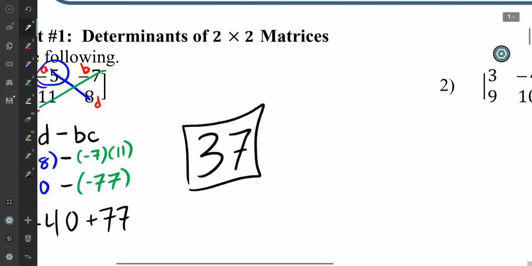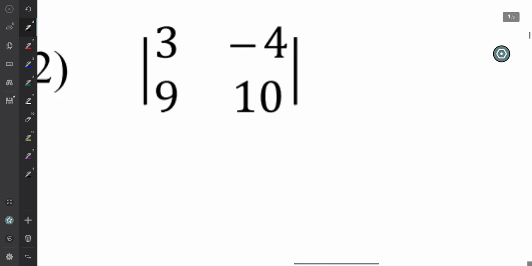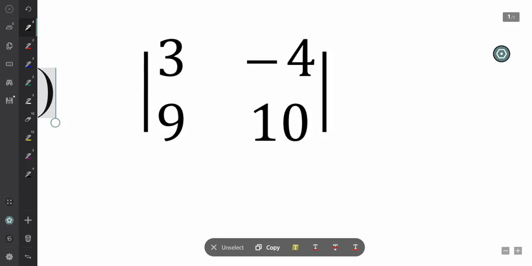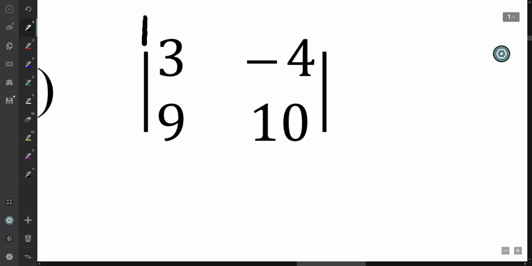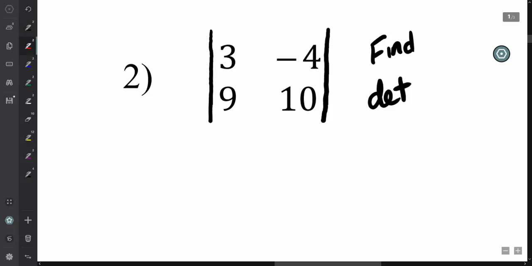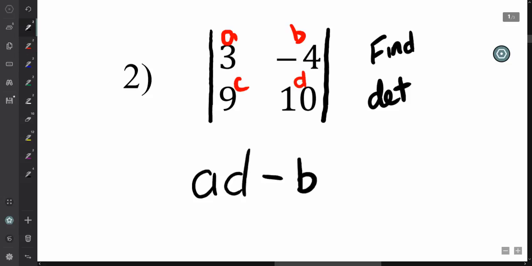So we're going to go to the next one. And again, notice the setup for this one. It does not say DET. Rather, it has the vertical bars around the matrix. Again, that means to find the determinant. So again, first we're going to label A, B, C, D. The formula for the determinant of a 2x2 matrix is A times D minus the product of B times C.